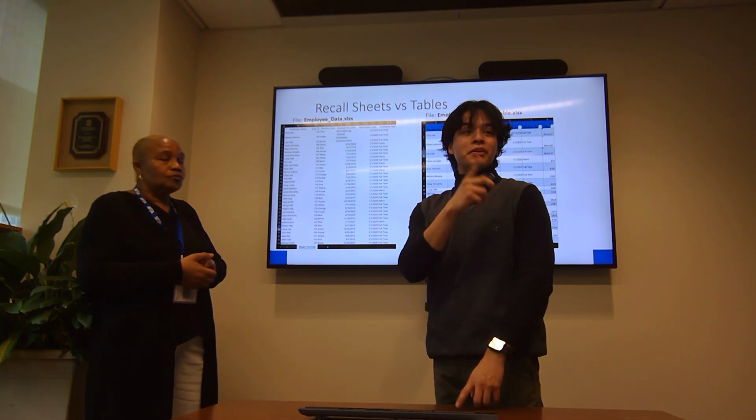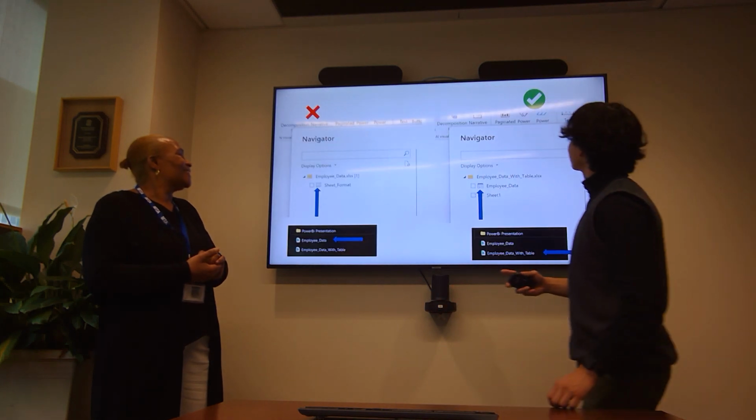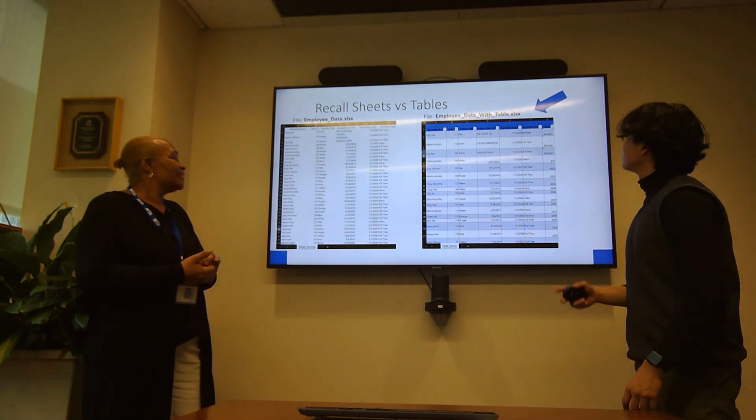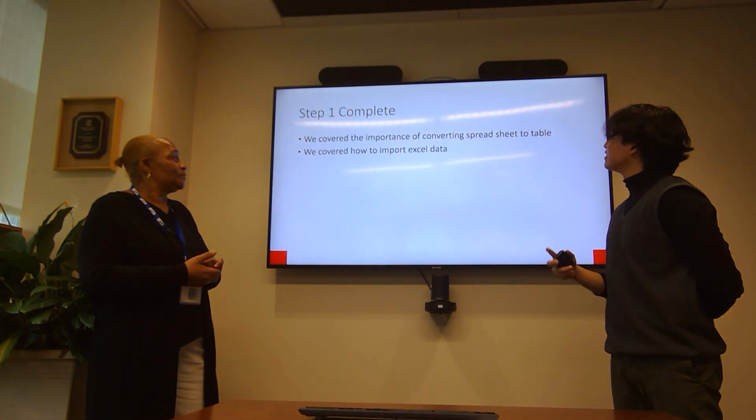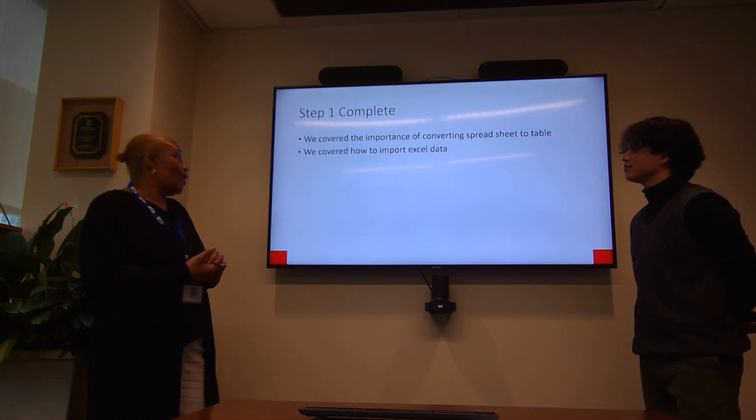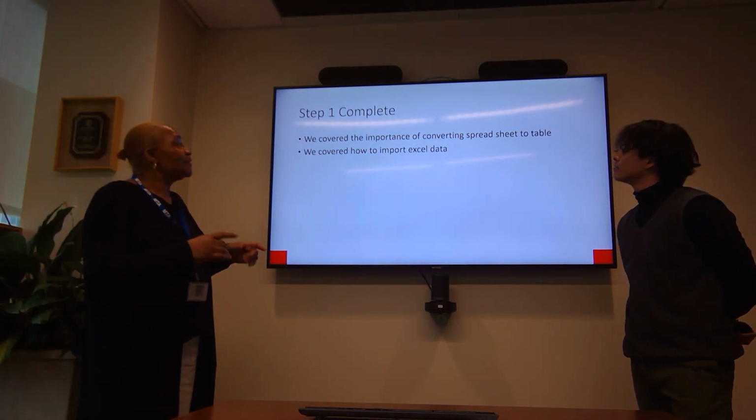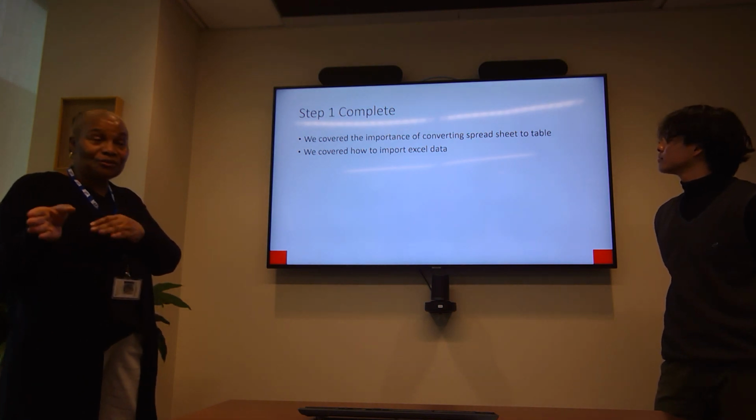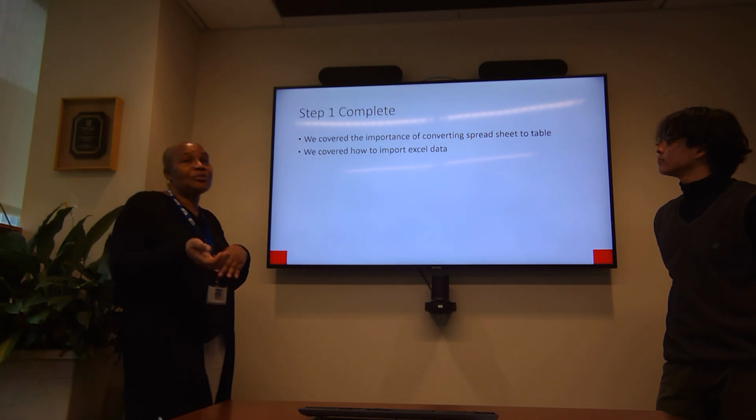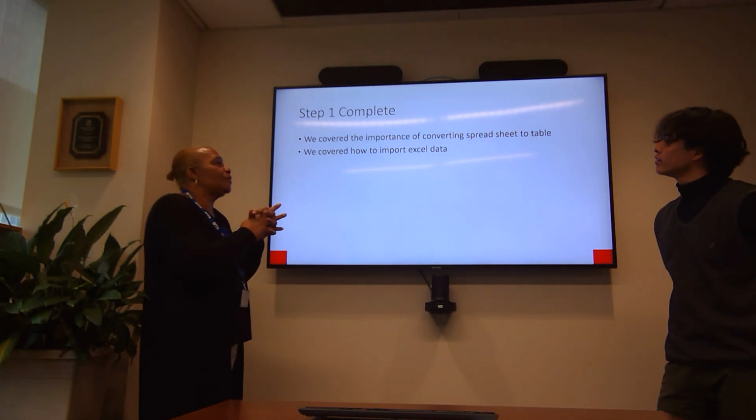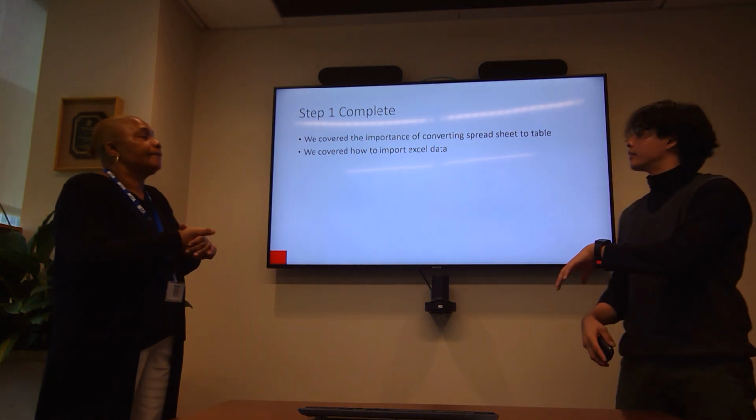I'm glad you pointed that out because you're like five slides ahead. So in Navigator, we're choosing this, we're importing this. Step one is now complete, so we're going to move over to step two. We covered the importance of converting a spreadsheet to a table, and we also covered how to import Excel data into Power BI. So let's look at step two. Over to you, Frank. Step one we already imported. Now step two is just cleaning and transforming the data.